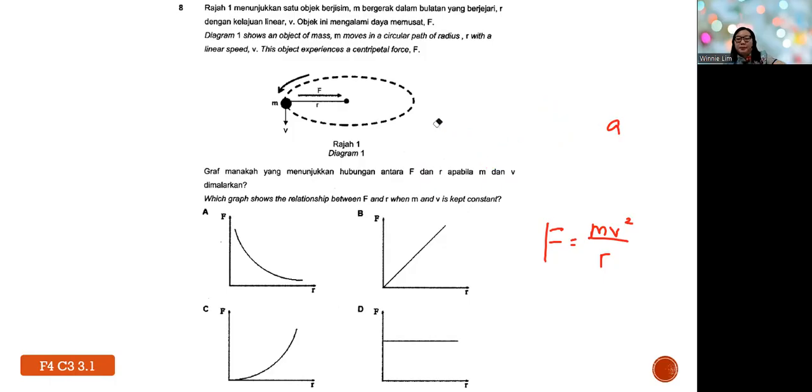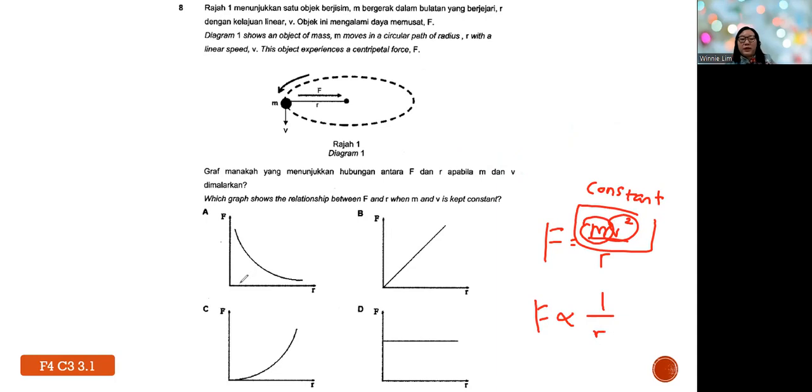So now we see how the graph looks. They say what is constant? Mass, and this v, so this whole thing is actually constant. If it is constant, that means F and r have an inversely proportional relationship. So how does an inversely proportional graph look? This is the inversely proportional graph. So the answer is A for this question. Inversely proportional means when one quantity increases, the other has to decrease.